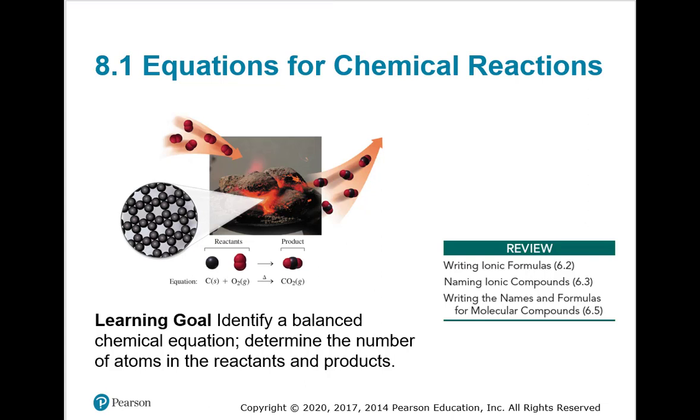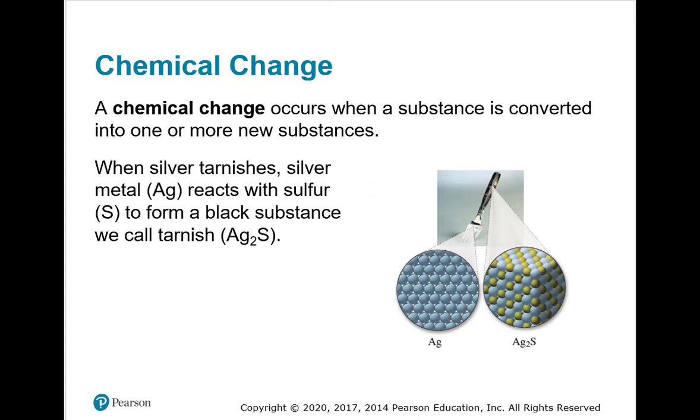You will be able to identify a balanced chemical equation and determine the number of atoms in the reactants and products. A chemical change occurs when a substance is converted into one or more new substances. When silver tarnishes, silver metal reacts with sulfur to form a black substance we call tarnish. The chemical name would be silver sulfide.